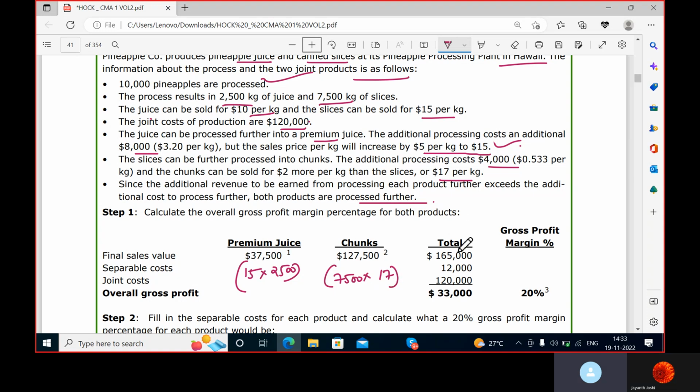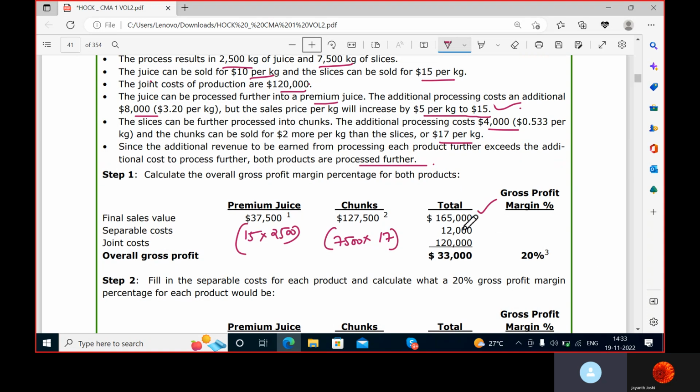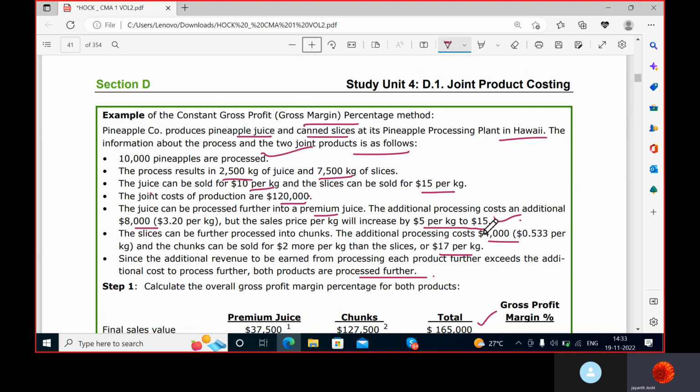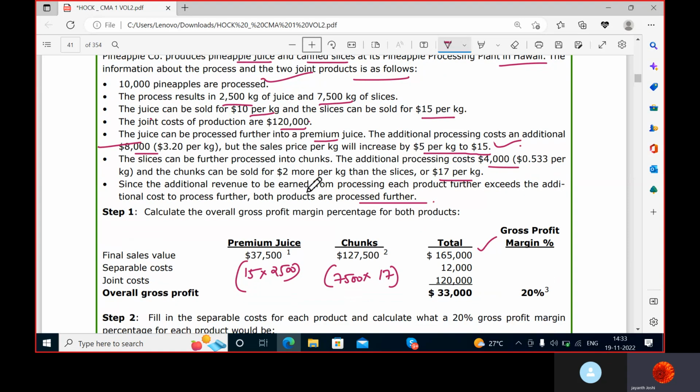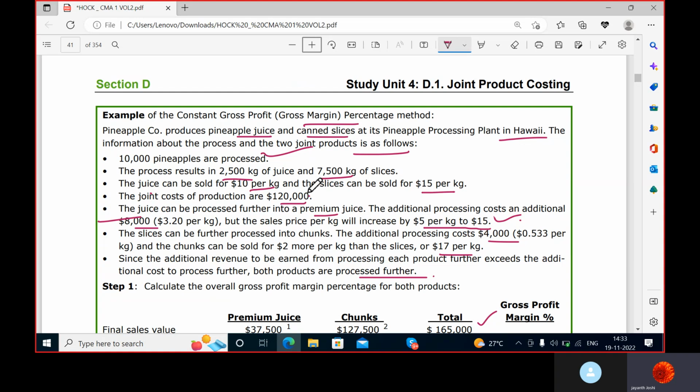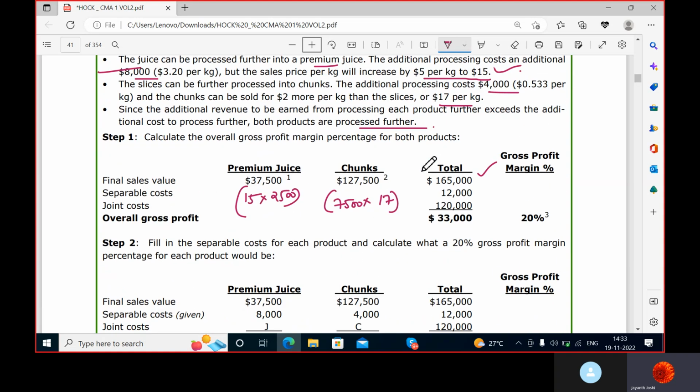In total, they combinedly added $165,000. The separable costs are given: the additional processing cost is $4,000 and $8,000, which is the processing cost further. They took both combined, the 12,000 separable costs. And 120 is the joint cost given in the question itself. So this is the joint cost and this is the total what they got.